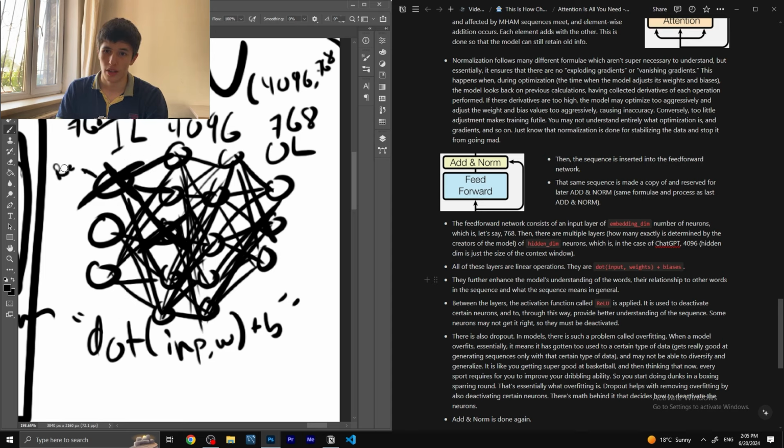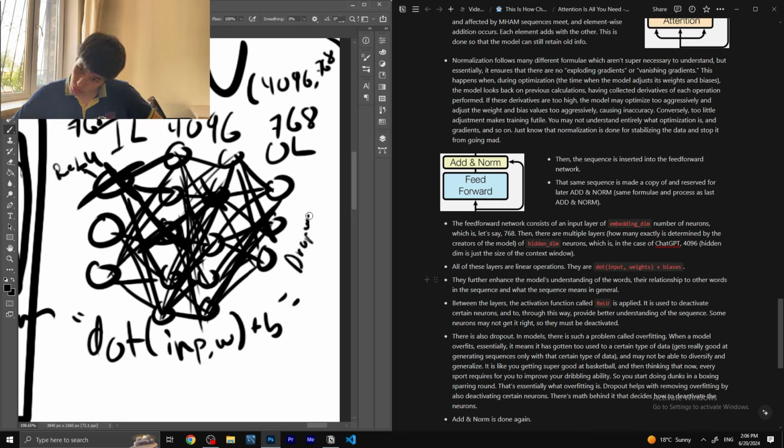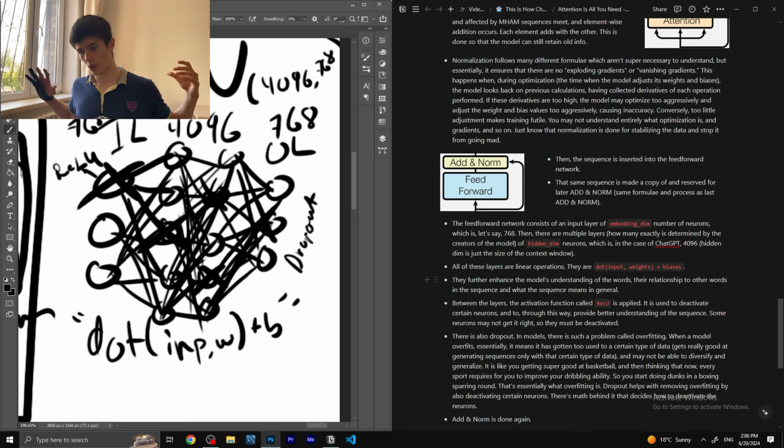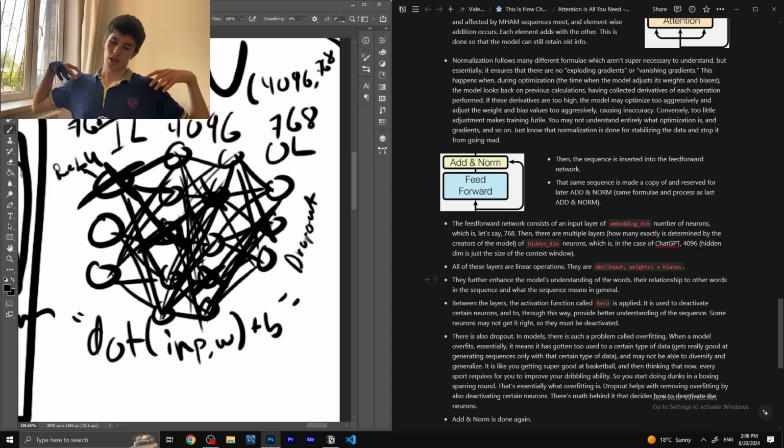And then there's also a thing called dropout applied between neurons. Why this is done is because there's a problem called overfitting. Dropout, not out of high school or out of college, but dropping the neuron out of functioning, also extinction of neurons. This is because there's a problem called overfitting in models.